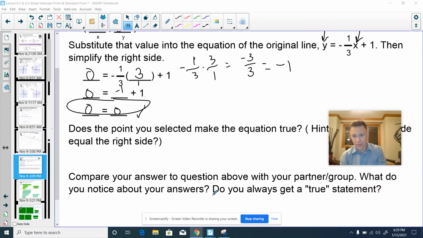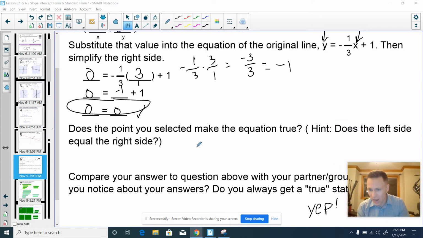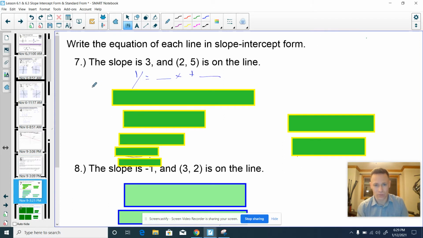So this question here, you always get a true statement. Yep, always. You always get a true statement, okay? What we can do now is use this fact to take information that we are given and solve for information that we don't know, okay? Let's see how this evolves.